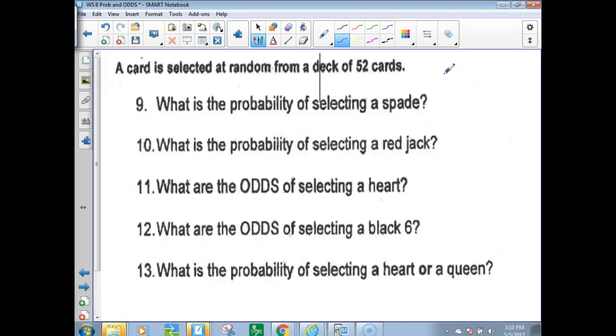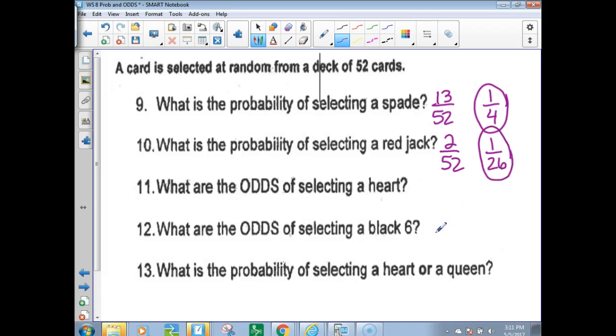What's the probability of selecting a spade? 13 cards out of 52 cards are spades, or 1 in 4. That reduces to 1/4. Or just think about it, there are 4 suits, so 1 in 4 is a spade. What's the probability of selecting a red jack? Well, there are only 2 red jacks out of 52 cards. Reduce that to 1 to 26.